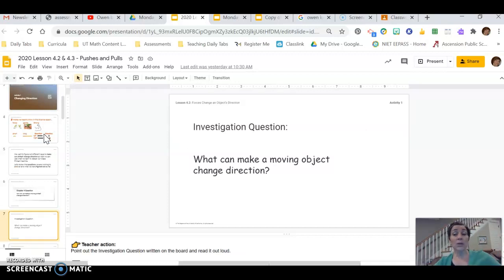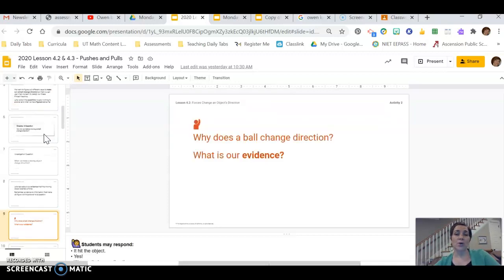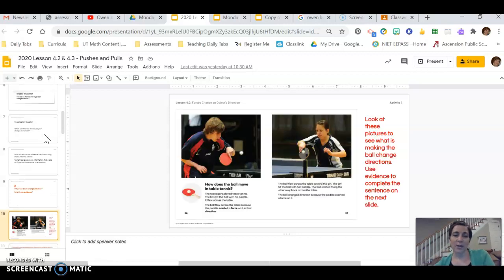That's kind of our question that I want us to think about today. In order to figure out how a pinball can change directions, we have to figure out how a moving object could change directions. And we're going to have to use our evidence. So I want you to think about, why does a ball change directions? And what is our evidence? Guys, remember, scientists use evidence. All right, here we go.